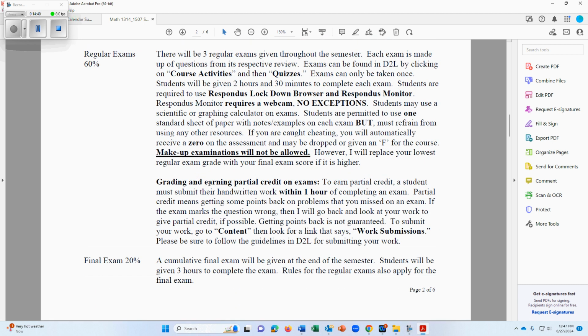Okay, grading and earning partial credit on exams. So to earn partial credit, a student must submit their handwritten work within an hour of completing the exam. So this is optional. You don't have to submit your work, but that's the only way you can earn partial credit. Partial credit means getting some points back on problems that you missed on an exam. If the exam marks the question wrong, then I'll go back and look at your work to give partial credit if possible. Getting points back is not guaranteed.